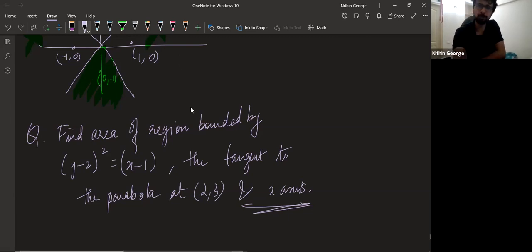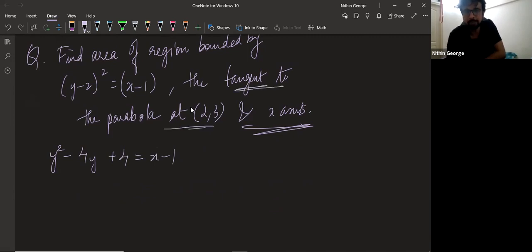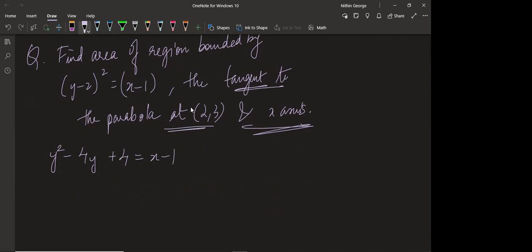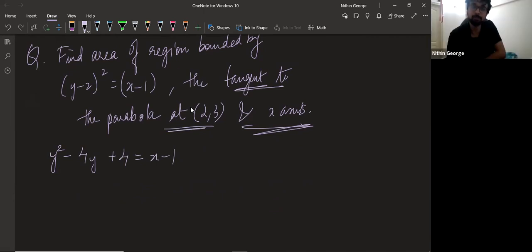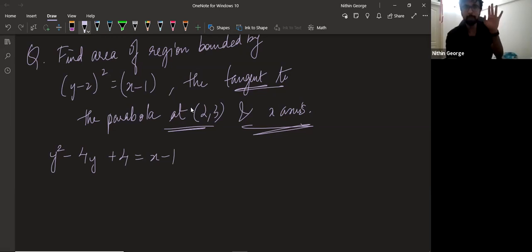So let's do the question now itself. Come on. Find the area of region bounded by y minus 2 the whole square equal to x minus 1. I'll simply expand it. Why am I expanding this, guys? Any idea? To quickly find the equation of the tangent. Easier than to differentiate. We're just finding the equation of the tangent. Don't differentiate and do this. We did T equals zero, right? Yes, exactly. x1, y1, all of that, bring it into play.